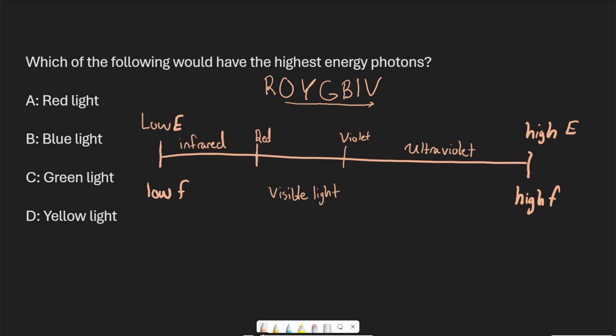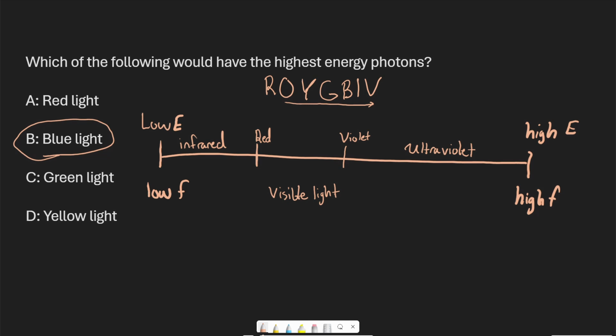So the correct answer here, of course, is going to be violet. But there is no violet in the answer choices. So we have to go down this way, right? We have to go down the rainbow in reverse order. So violet is the highest energy. Next we get indigo. And of course, indigo is not here either. And then we get to blue. So the correct answer here is blue. Blue is the highest energy, right?